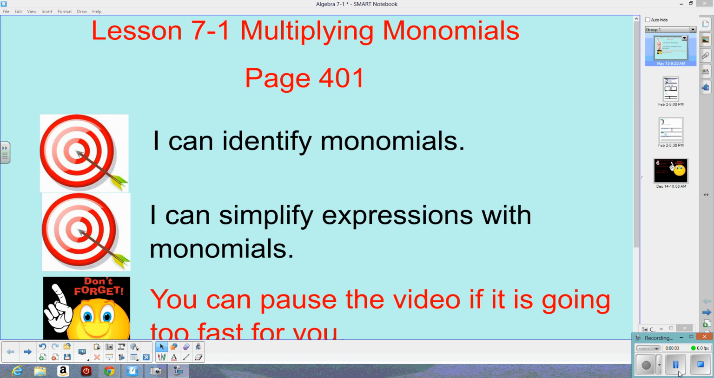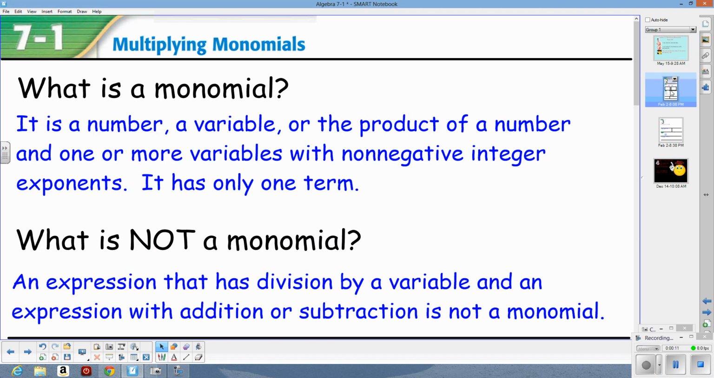In Lesson 7.1, Multiplying Monomials, you will first identify monomials and then simplify expressions with monomials. So what is a monomial? It's a number, a variable, or the product of a number and one or more variables with non-negative integer exponents. It has only one term.